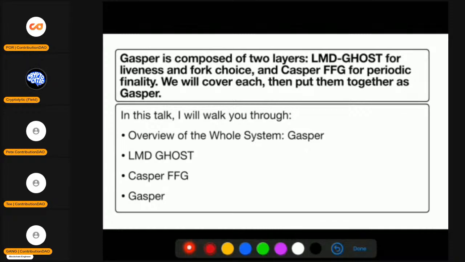In this live lecture, we are going first with the overview of the whole Gasper system, and then I will briefly mention the idea of LMD GHOST and Casper FFG. Then we are going to dive into what LMD GHOST is and what Casper FFG is, and then we are going to see the whole flow of Gasper by combining the ideas of LMD GHOST and Casper together.